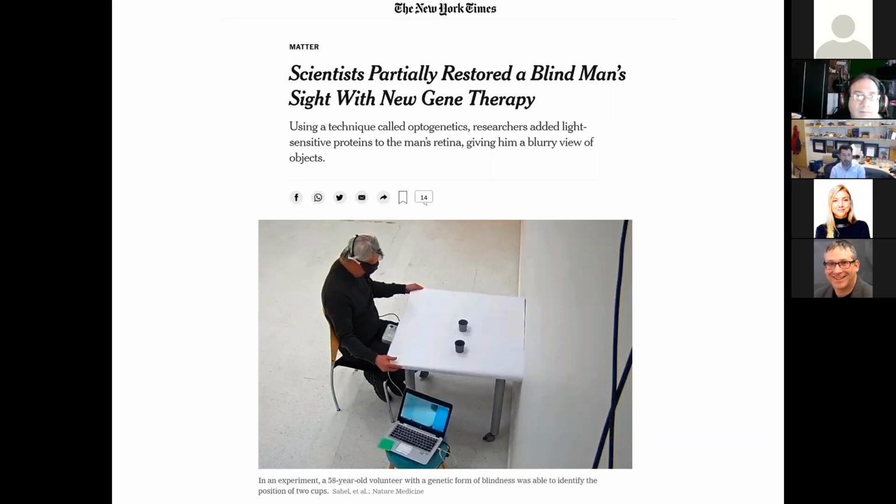So this is a disease that can't be cured. And this person was able to recover partial functional vision, could recognize objects, could see lines like a crosswalk, couldn't read text or recognize faces yet, but still a major step forward.